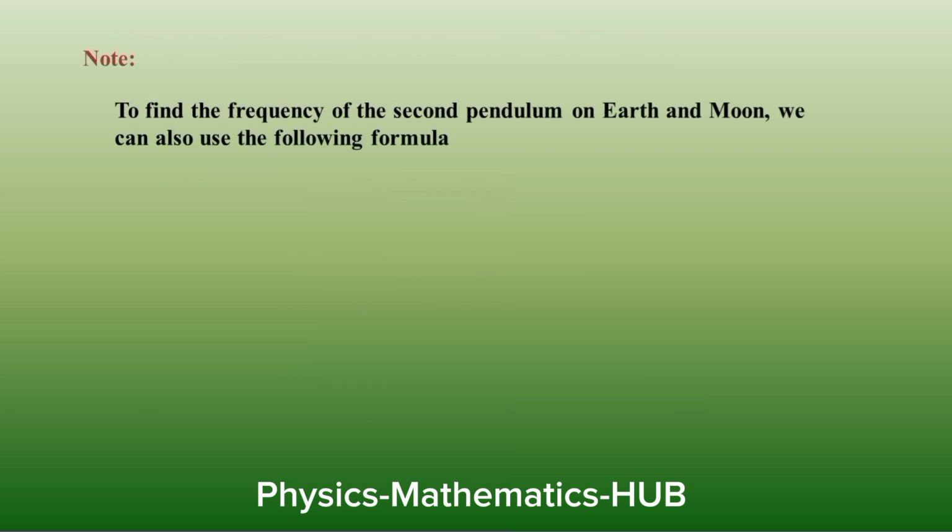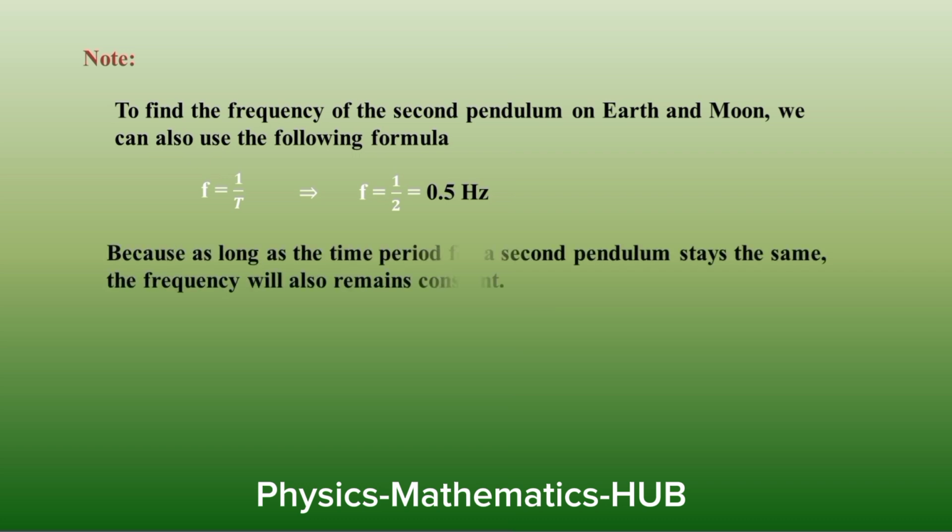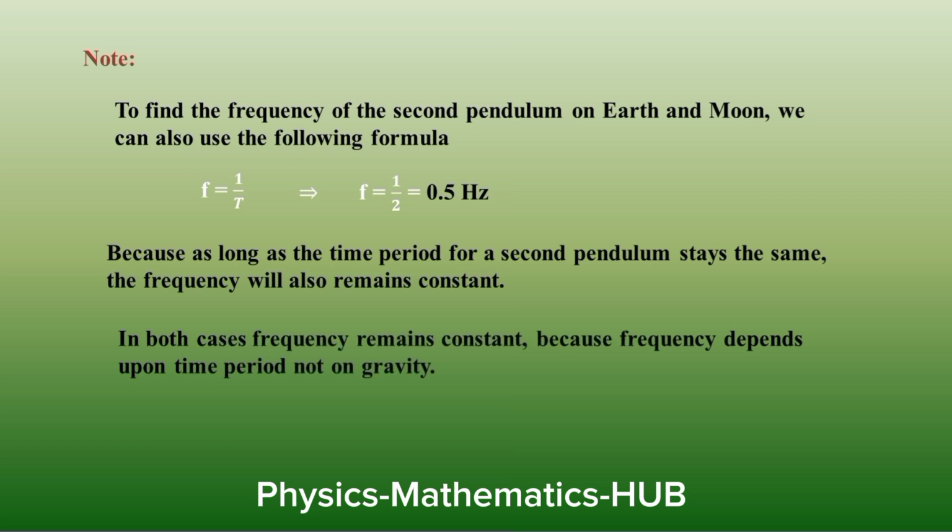Note that to find the frequency of the second pendulum on earth and moon, we can also use the formula F is equal to 1 over T. This implies that F is equal to 1 over 2, which is equal to 0.5 Hertz, because as long as the time period for a second pendulum stays the same, the frequency will also remain constant. In both cases, frequency remains constant because frequency depends upon time period, not on gravity.